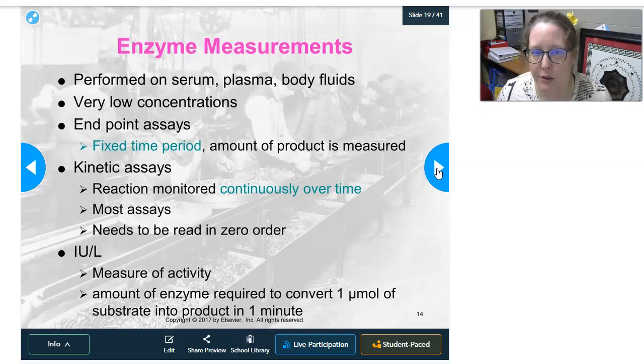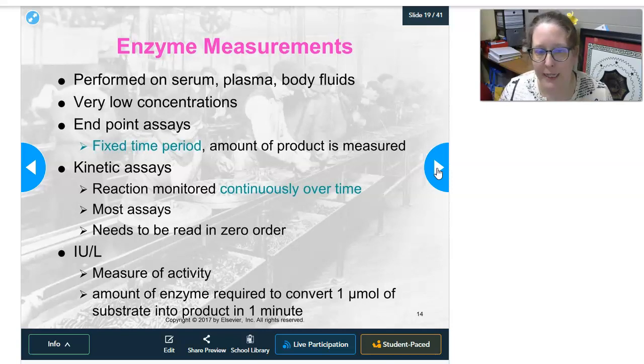Enzyme measurements are generally performed on serum, plasma, and body fluids. Enzymes are present in very low concentrations in those fluids. There are two different types of assays. There's endpoint assays and kinetic assays. Endpoint assays are performed over a fixed time period, and then the amount of product is measured, meaning the more enzyme you have, the more product would be made, and this is with abundance of substrate.